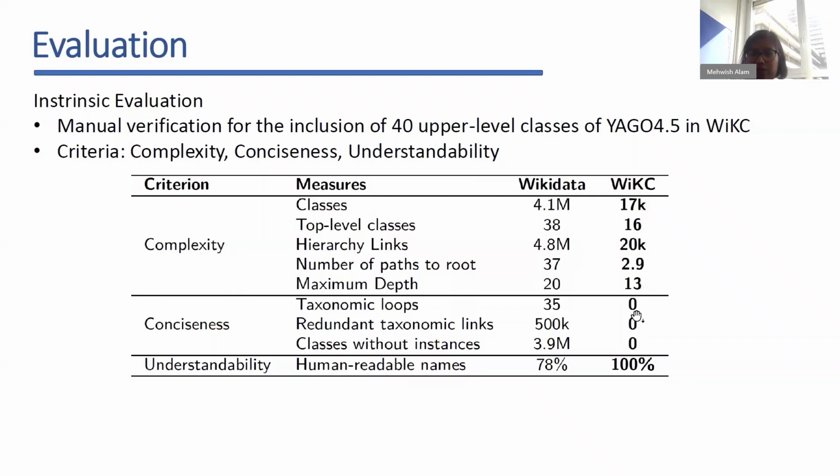And here we remove the loops. So if there were loops, we straighten them. We remove redundant links, and you do not need an LLM for that. You can do it yourself. And then there were classes, 3.9 million, which were actually without instances, and now we have none. And then we improved a little bit of understandability.